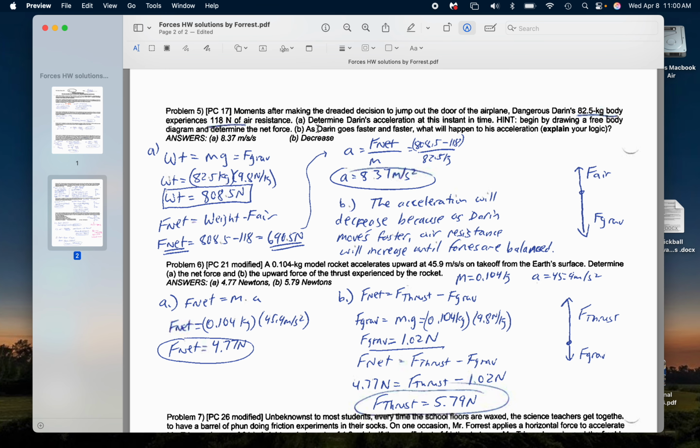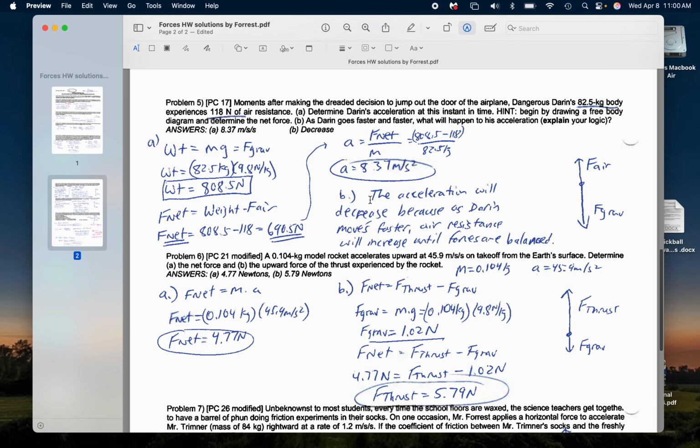So the reason as the person falls faster and faster, their acceleration gets less and less is because their weight, which is the force downward, stays the same. But as you move faster through the air, the force of drag, or the air resistance force, increases to the point where it would become equal to this gravitational force down. At that point, you're at something called terminal velocity, which is the fastest you can go. And I think I mentioned that term before.